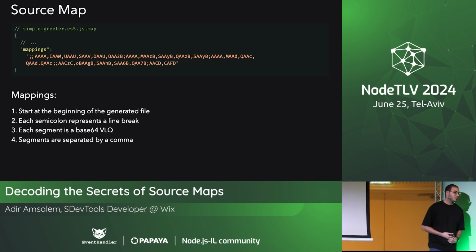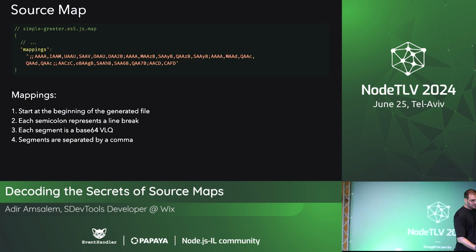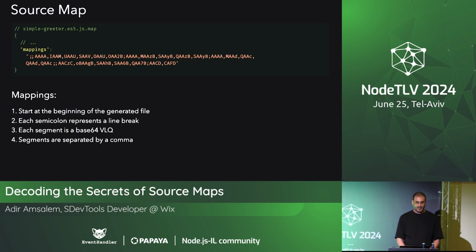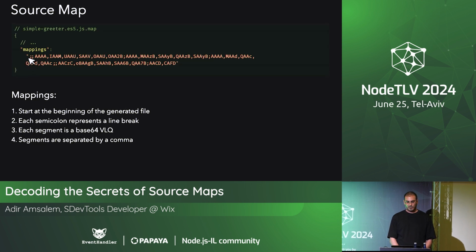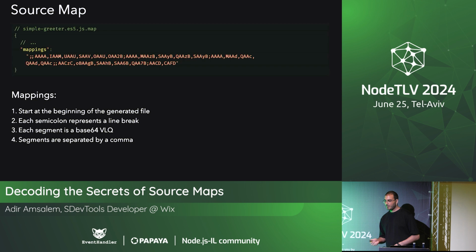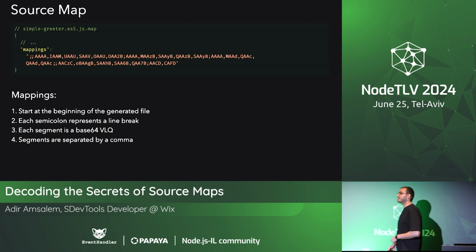So let's make sure we understand it. Do you see it? So basically in these mappings, we start with 2 line breaks. Those are 2 semicolons. Then we have a segment, a comma, another segment, comma, another segment, and simple, right? So let's recap and then dive into it.